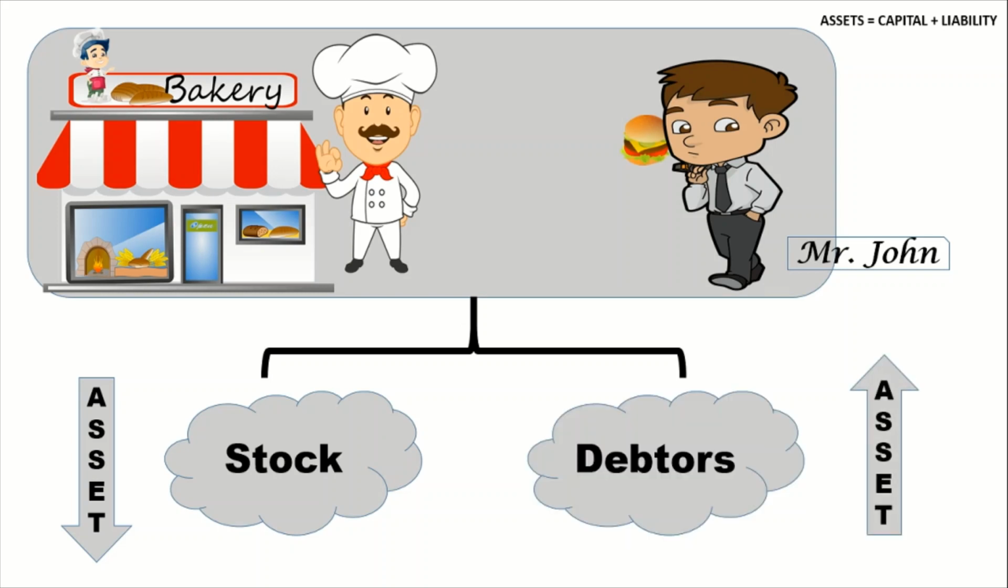Mr. John will become a debtor. The debtor is a person who owes money to the business. So Mr. John owes money to the bakery shop, to Mr. Peter or to the bakery shop. Therefore, the debtor increased, asset increased.